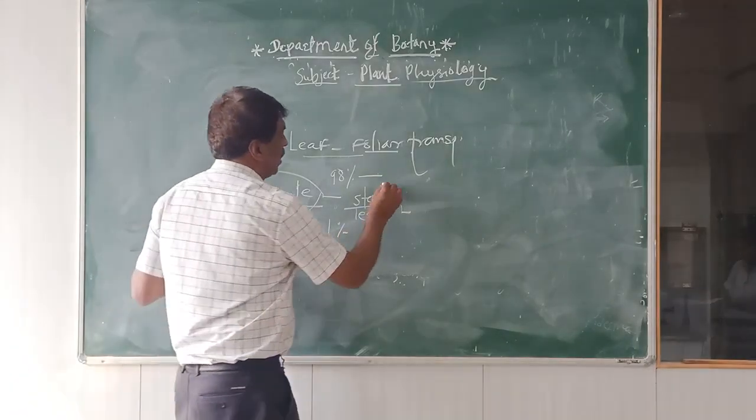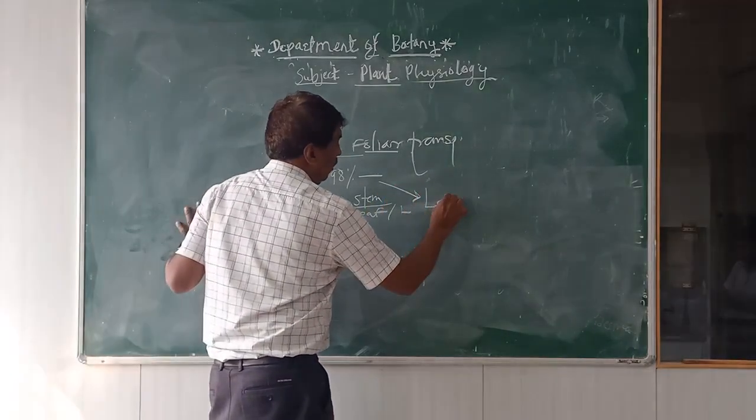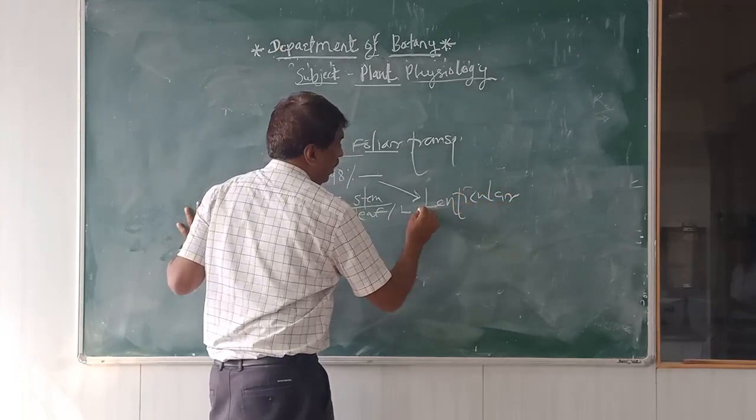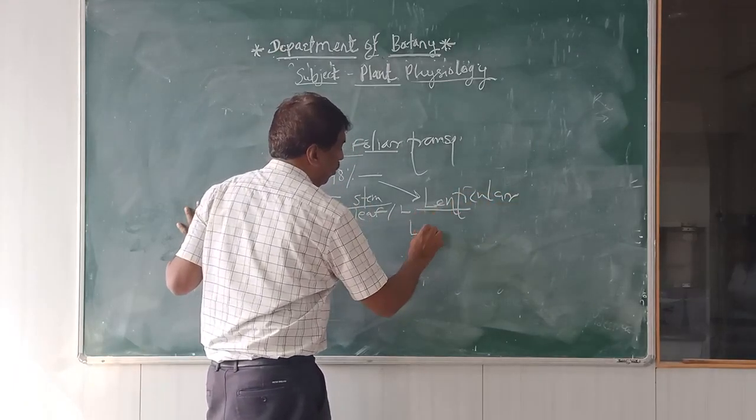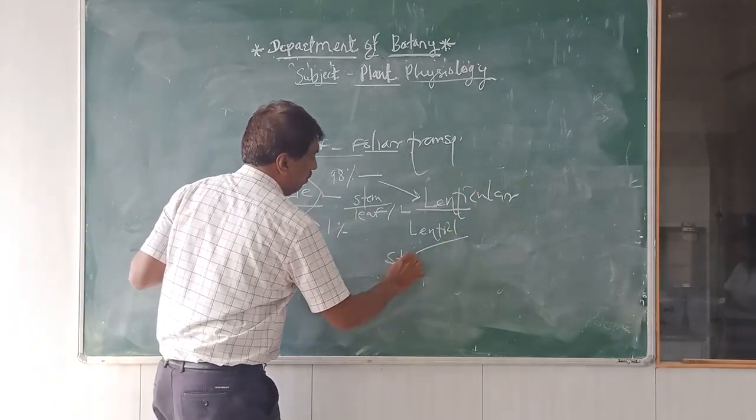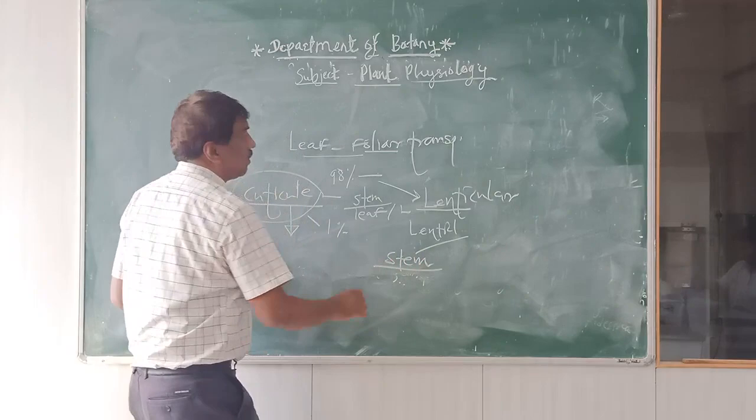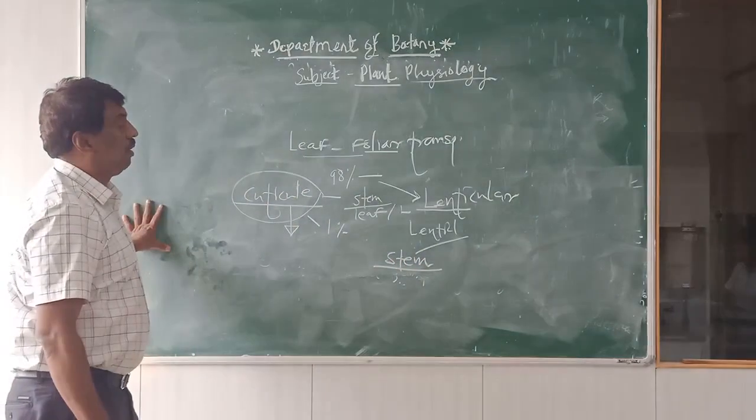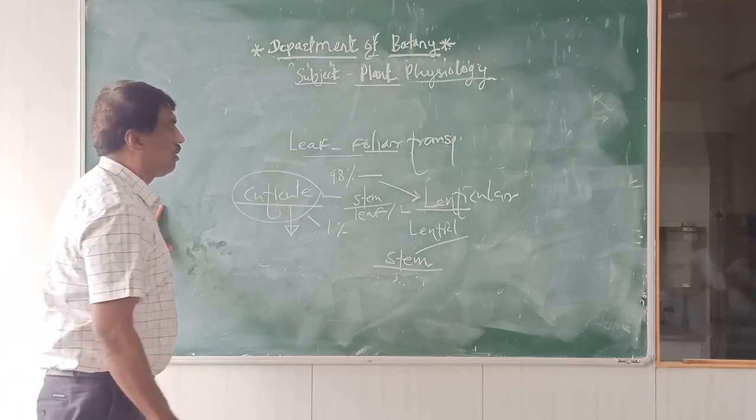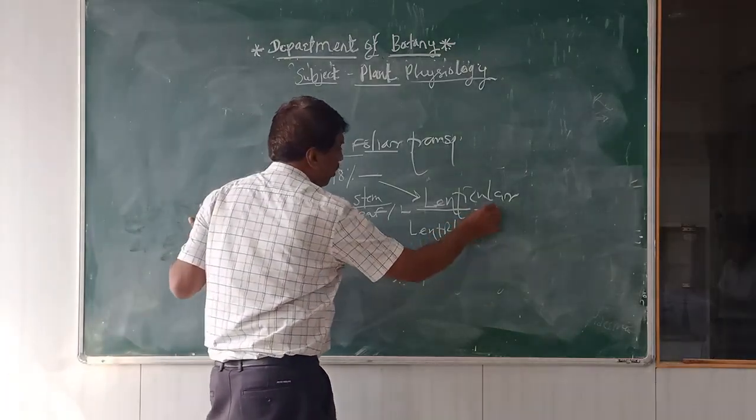And the third type of transpiration is called lenticular transpiration. The terminology is lenticel. Lenticels are the cracks present on the stem, and through these cracks a small portion of water is lost, again in the form of water vapors. That is what we call lenticular transpiration.